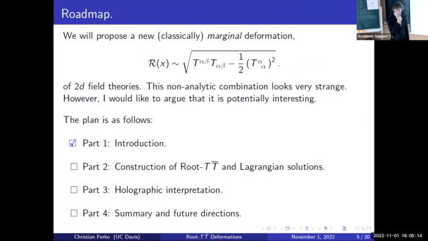And in one slide, the proposal that I'll show you is that there's a classically marginal deformation that we can write down, at least for two-dimensional field theories, which we've already been introduced to. But now we're going to deform not by combinations of this operator and other stress tensor operators, which gave irrelevant deformations, but we ask a different question: what happens in a two-dimensional field theory if you deform purely by this marginal deformation and nothing else?